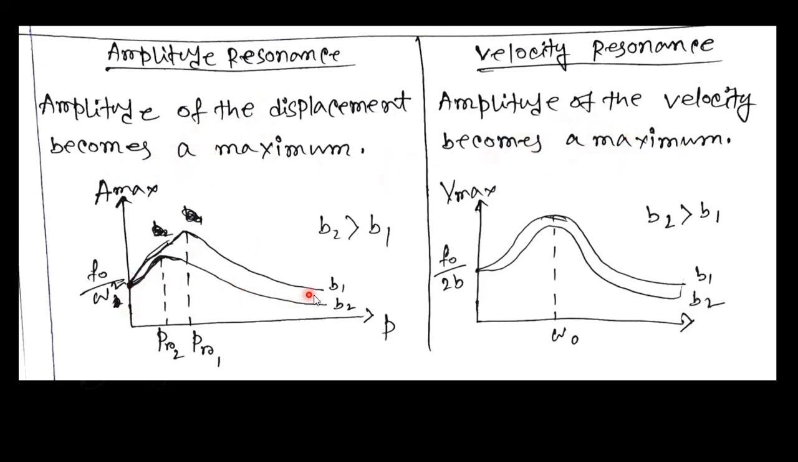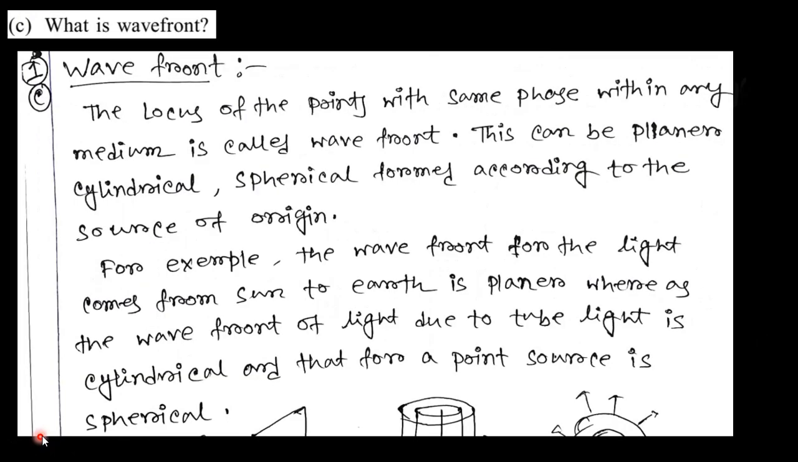We can see these two graphs, where b is the damping factor. If the damping factor increases, the resonant frequency will decrease in amplitude resonance, but in velocity resonance the resonant frequency will be equal to the natural undamped frequency, right? Go to the next question.